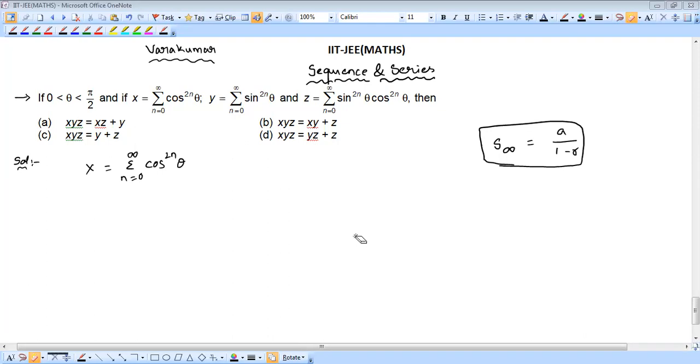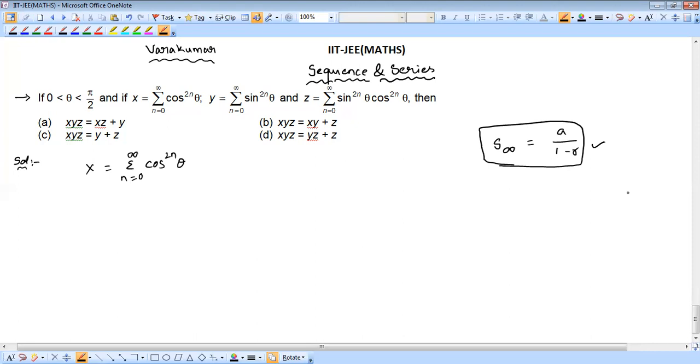When we are looking at the question, something feels different, right? We are feeling difficulty. But when we try the simple formula, S∞ = a/(1 − r), the sum of infinite terms, it is very easy. In the options, they're asking us to find the relationship between x, y, z. Only one formula is required, that is S∞. Let us solve it.